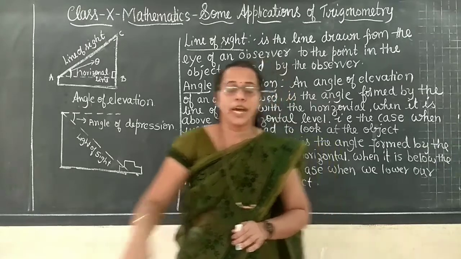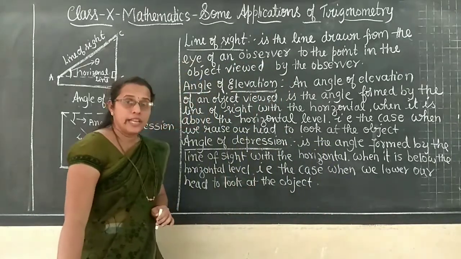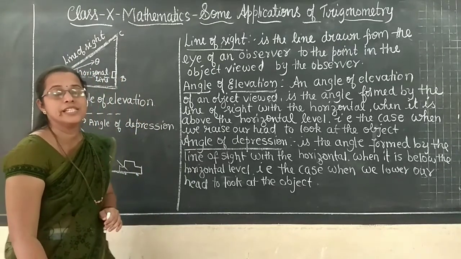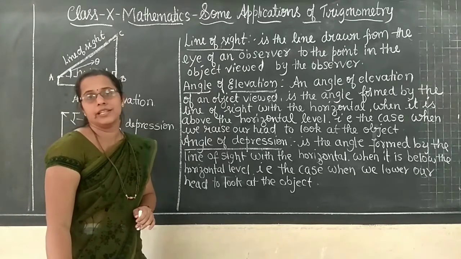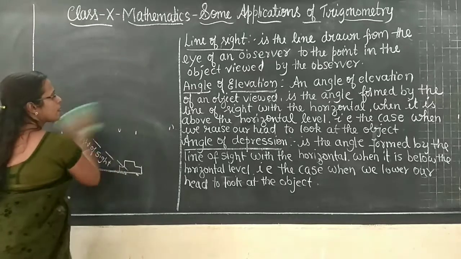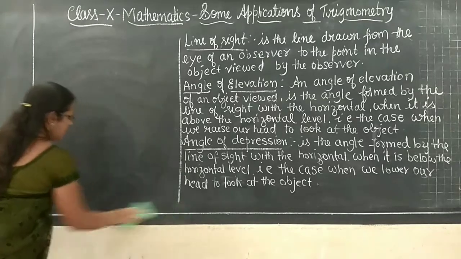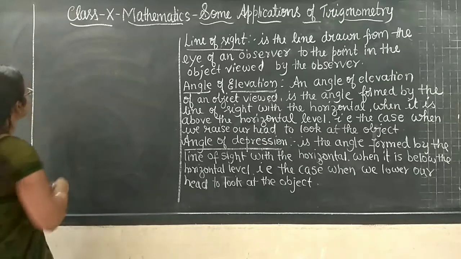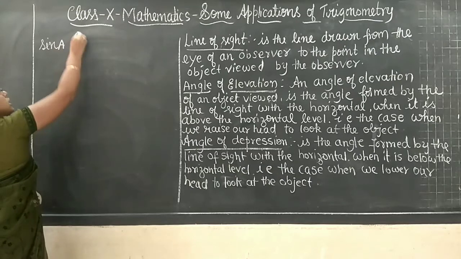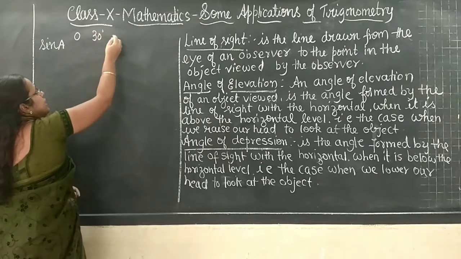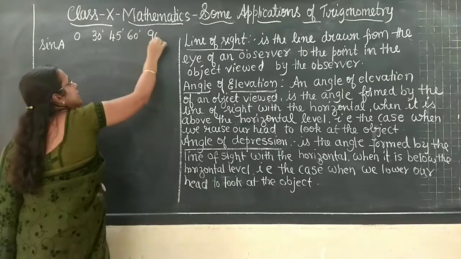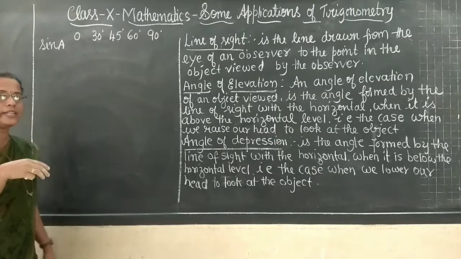So, which angles do we need? The trigonometric ratios of some specific angles we learned. Just recall, children, what are the specific angles we learned? Let us recall once. Okay, so first we learned sine A for 0 degree, 30 degree, 45 degree, 60 degree and 90 degree.